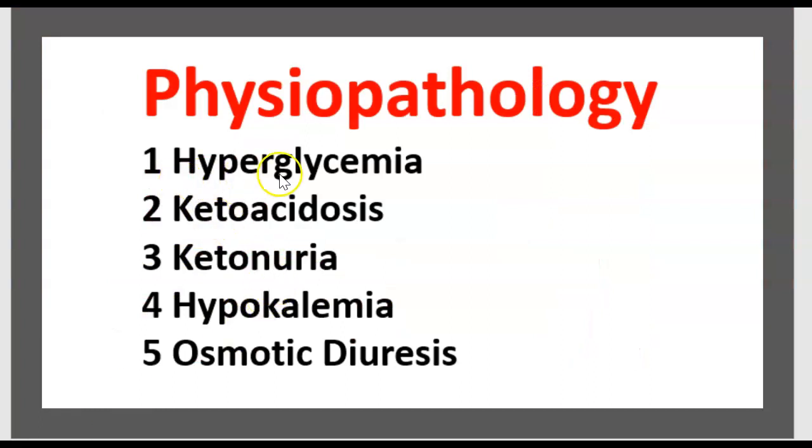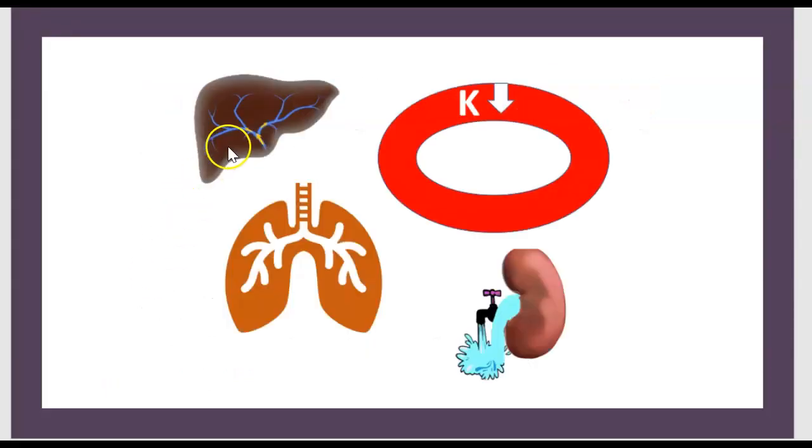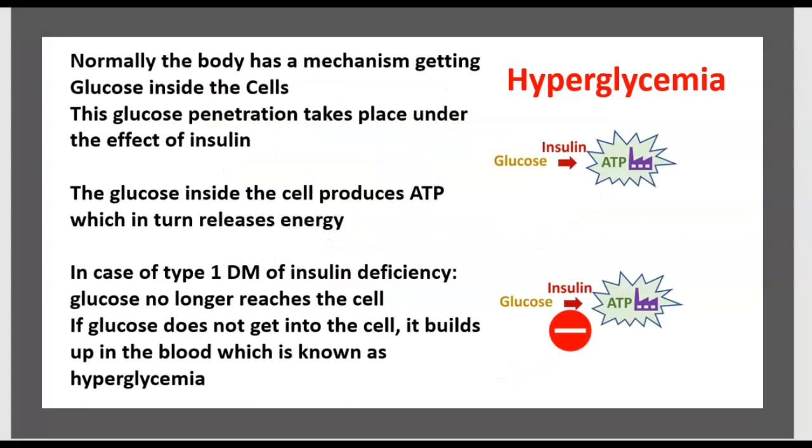First, in detail: hyperglycemia, then ketoacidosis, then ketonuria, then hypokalemia, then osmotic diuresis, involving the liver, bloodstream, kidney, and lung. Let's start with hyperglycemia.